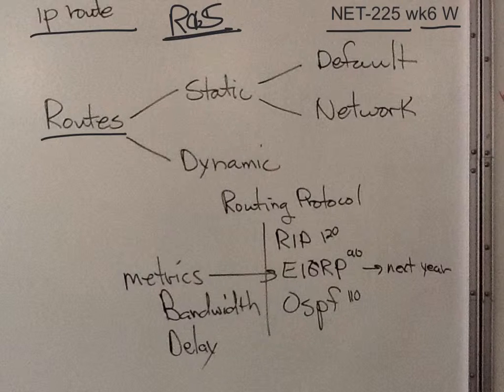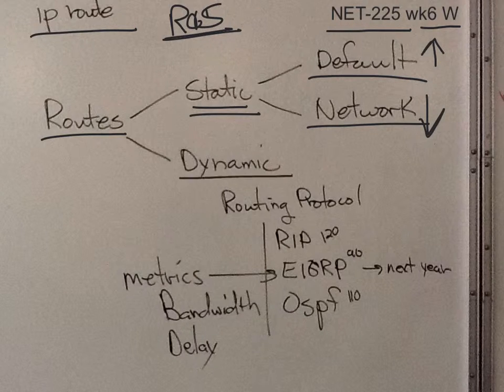We're talking about routes. You can have a static route, and it could be a default route. We usually default out, or it could be a route to a specific network. Static routes. We have dynamic routes in which we use a routing protocol.